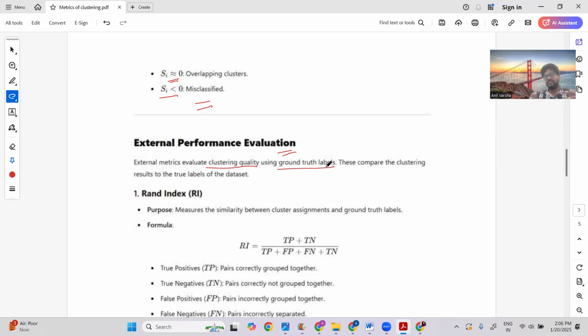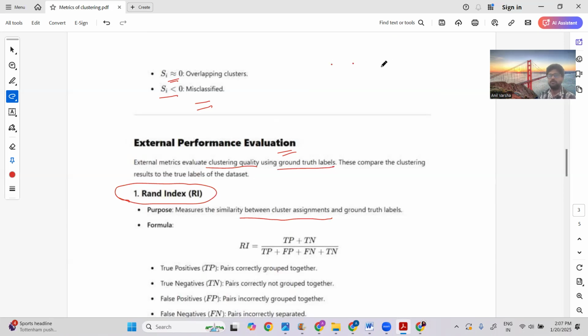Let us see how exactly these ground truth labels are going to contribute towards this evaluation. Now, what is a ground truth label? Let us understand. Initially, let's try to find out the Rand index. The purpose of the Rand index is to measure the similarity between the cluster assignments and the ground truth labels. So, here, how similarly the clusters are divided or grouped.